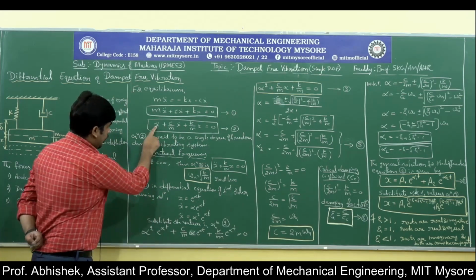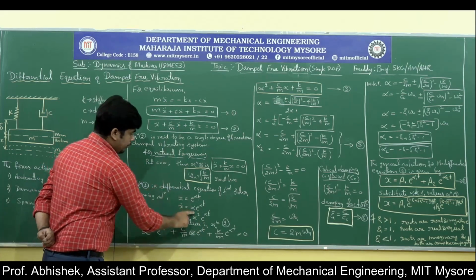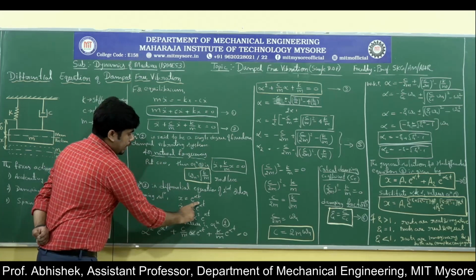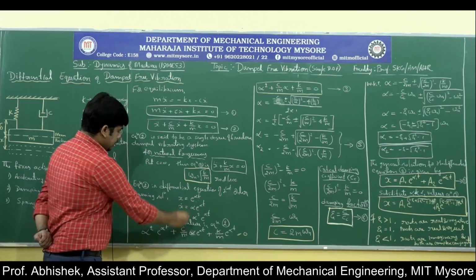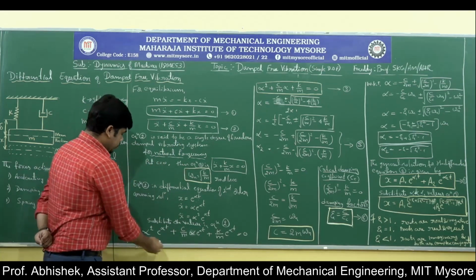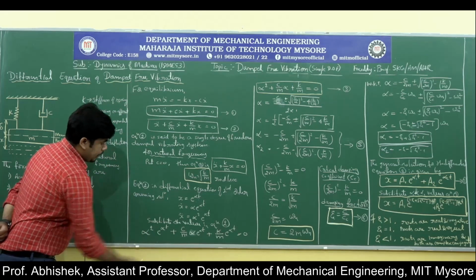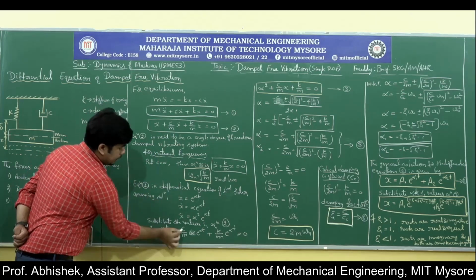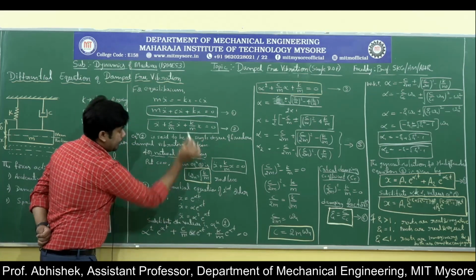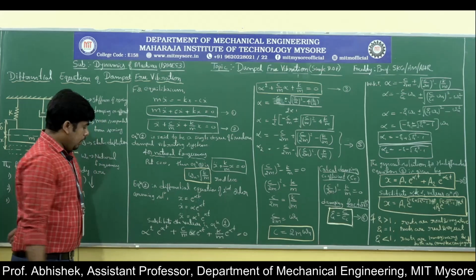In place of x double dot, we have alpha square e power alpha t. In place of x dot, we have alpha into e power alpha t. In place of x, we have e power alpha t. So the expression will become alpha square into e power alpha t plus c by m into alpha e power alpha t plus k by m into e power alpha t equal to 0.